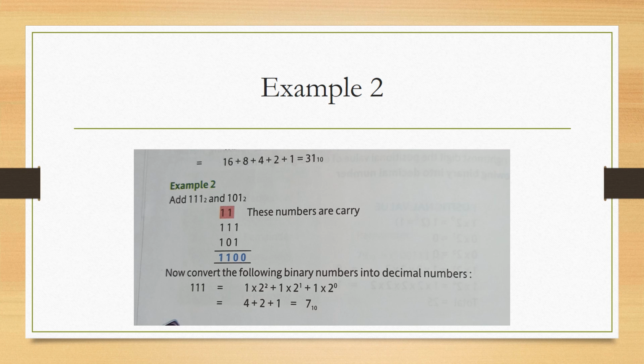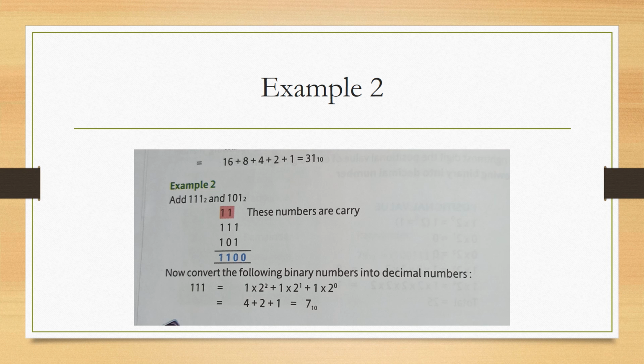Now convert the following binary number into a decimal number. We take from the right side 2 raised to power 0 into 1, plus 2 raised to power 1 into 1, plus 2 raised to power 2 into 1. To solve this, 2 raised to power 0 is always 1. 1 into 1 is 1.